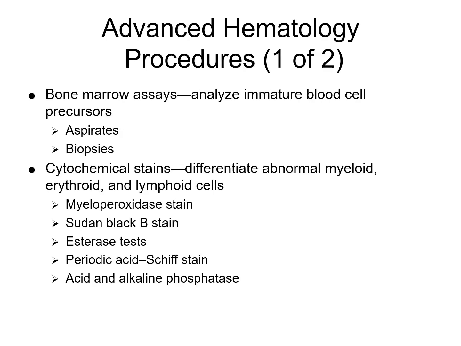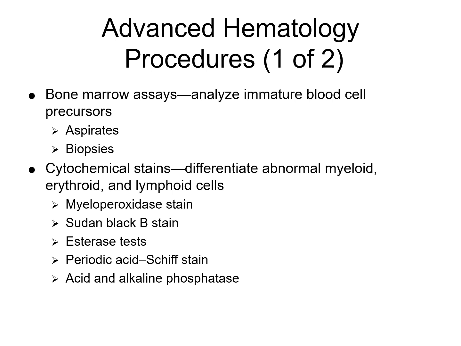All right, so additional hematology procedures, they can do bone marrow assays. The purpose of this is to analyze immature blood cell precursors to help diagnose and monitor certain blood disorders. So we have different types of bone marrow samples. We have aspirates, which are liquid samples drawn from the bone marrow, and then biopsies, which are actually a solid core sample of bone marrow tissue.